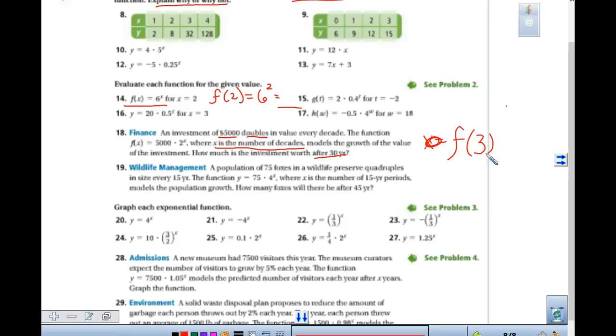Some people in both 18 and 19 are using this 45 years or the 30 for the x. This one tells us X is the number of 15-year periods, right? So how many 15-year periods are in 45? That's what you have to look at, okay?